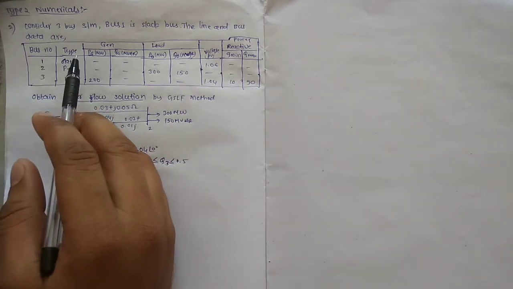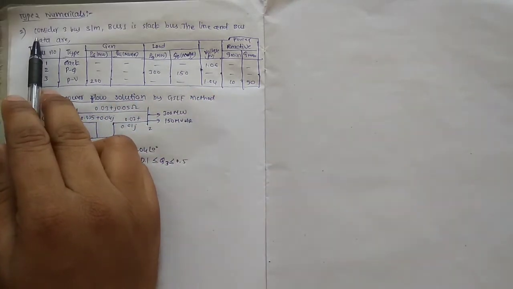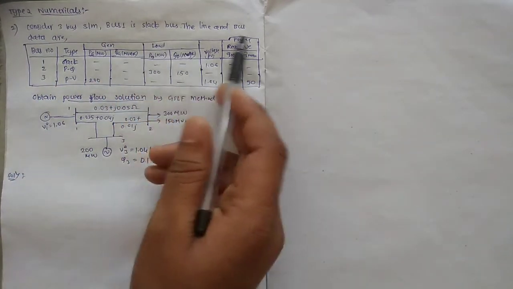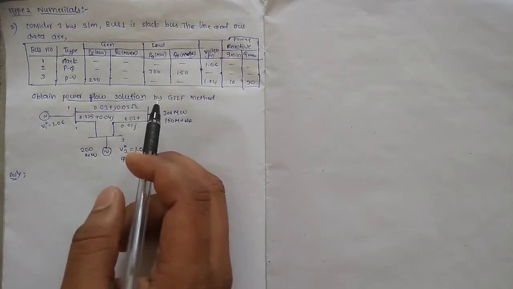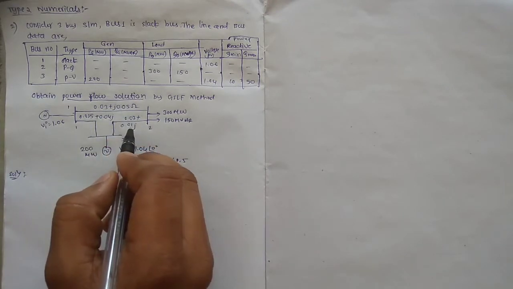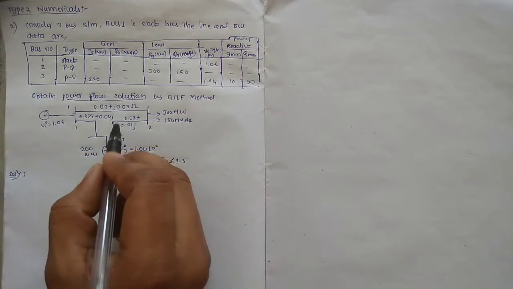In this video, let us see type 2 numericals of the GSLF method. The question given is: consider a 3-bus system. Bus 1 is a slack bus. The line and bus data is given here, and they gave the circuit. We need to calculate the power flow solution, that is voltages and power flow, line losses, and so on. This is a figure, and they gave the values in impedance form. We need to convert them into admittance.